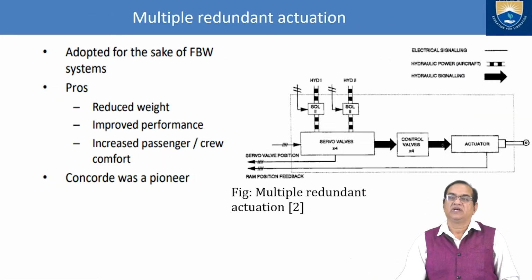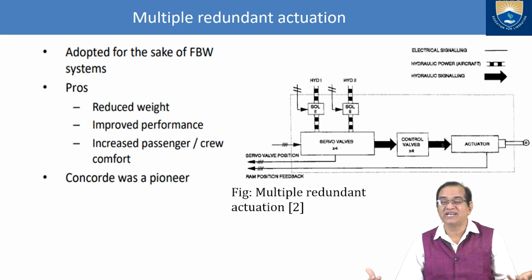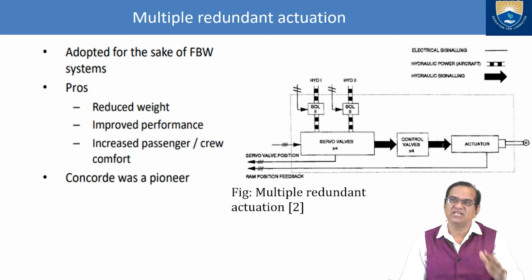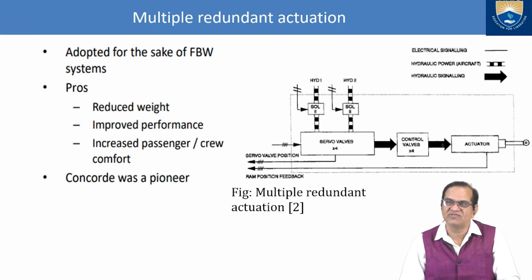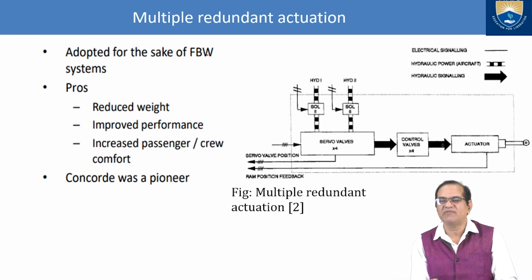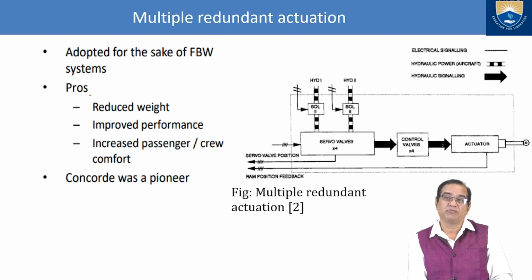Now, in the previous only 2 times redundancy was there, but we need more redundancy. Means its failure rate should be very much reduced. If one is failed, another should take over. That is called the redundancy. So the more redundant your aircraft is, the less chance of failure of the aircraft control system. So here it is adapted for the sake of fly-by-wire. This type of multi-redundancy is used in the fly-by-wire system, which I am going to discuss in due course of time. What are the advantages or the pros of this?